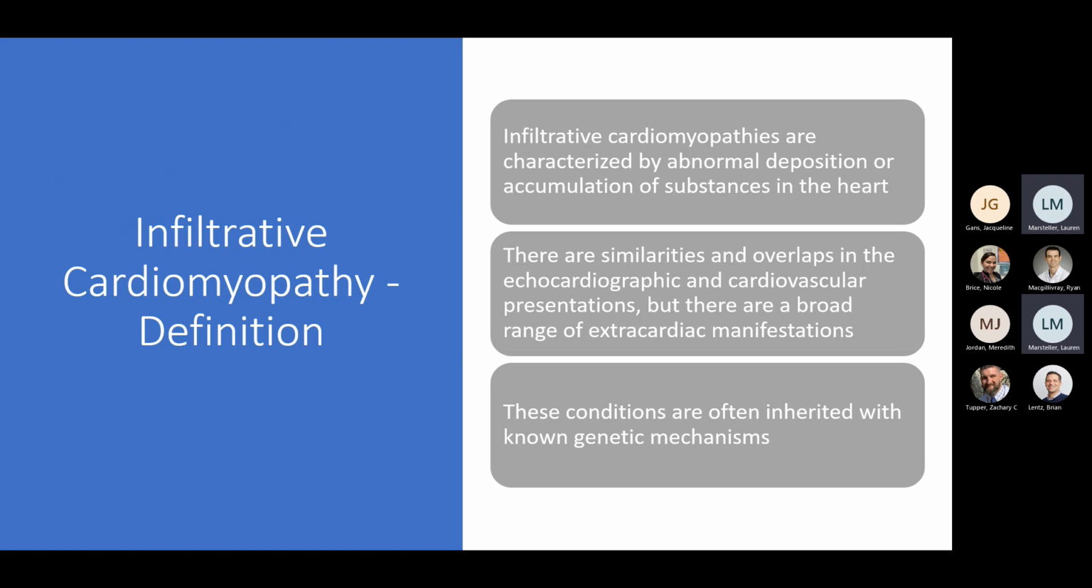So just a definition of infiltrative cardiomyopathy: it's really characterized by an abnormal deposition or accumulation of a substance in the heart muscle. We'll go through the different types, but there are similarities and overlaps in both the echo findings and the cardiovascular presentations, but there is a broad range of extracardiac manifestations. These disease processes can affect multiple organ systems. Obviously, we're going to focus mostly on the heart here. And they do oftentimes come from a genetic mechanism, but they could be environmental, like inflammatory, or idiopathic.